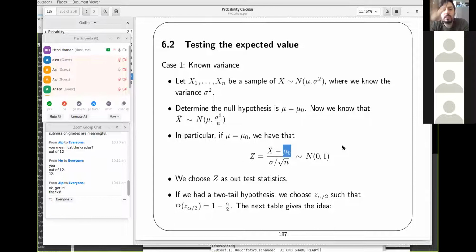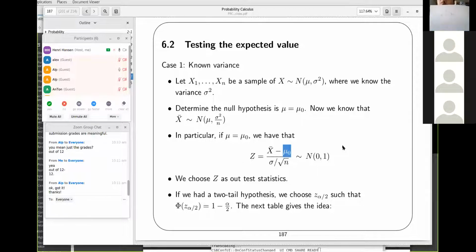So now this is going to be our test statistic. This is the variable that we will test for, because we've normalized the outcome of the sample into this variable. So we come up with a critical region. If you have a two-tail hypothesis, we choose this Z alpha such that this holds. I'm just going to show you a picture.